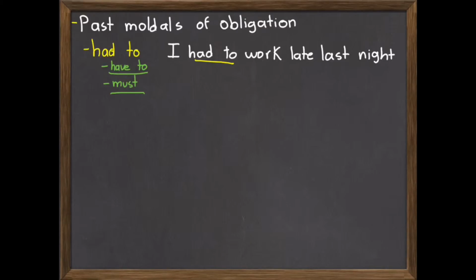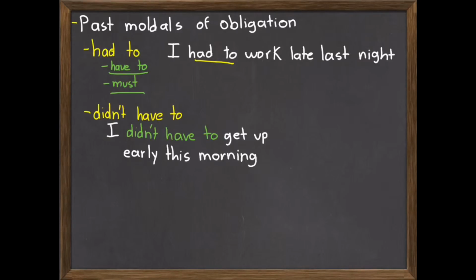Now, the negative form of had to, didn't have to, would be used to talk about a lack of obligation in the past, meaning that you didn't have an obligation, you didn't have to do something in the past. Now, let's look at an example. I didn't have to get up early this morning. That means that I could get up late. I didn't have the obligation to get up early.